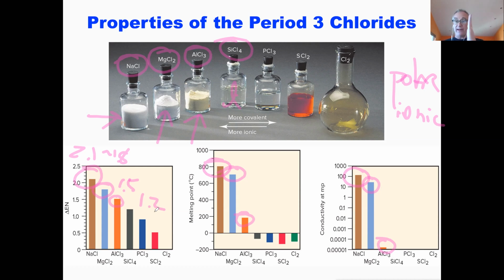And then we keep going. We get phosphorus trichloride, and then we get to sulfur dichloride. By the time we get to sulfur dichloride, that difference becomes very small. Now it's almost non-polar. It's right on the edge of being non-polar.